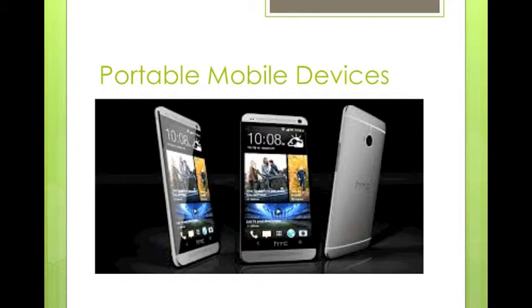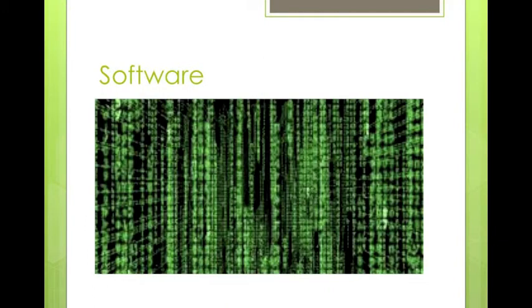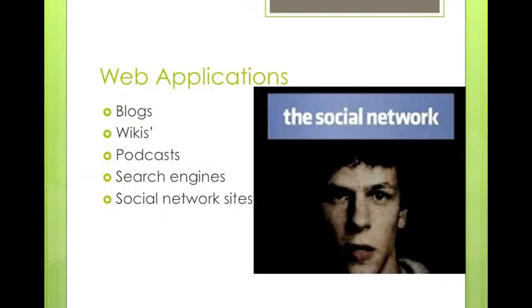Your portable mobile devices. These include mobile phones, laptops, tablets, and digital cameras. Software, which are your word processors and spreadsheet programs like Microsoft Word, Notebook, and Excel. It also includes web browsers, databases, email, and video and photo editing, games, freeware, and simulations. Web applications, blogs, your wikis, podcasts, search engines, social network sites such as Google Plus and Facebook.